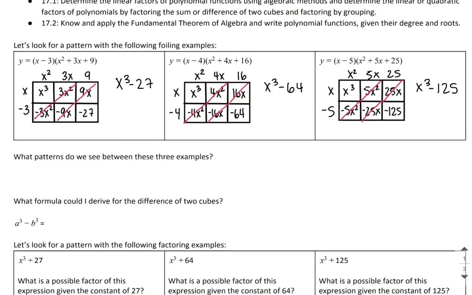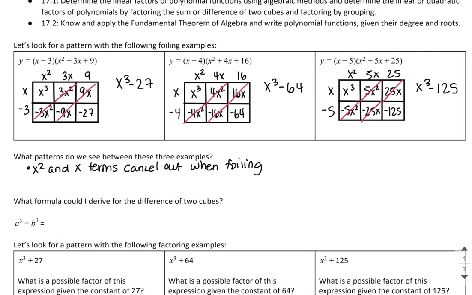First thing that really stands out to me is that the x squared and x terms cancel out in each one of these examples. So the x squared and x terms cancel out when foiling. They're going to equal 0 when I add them together.